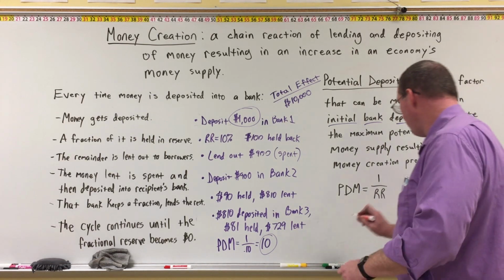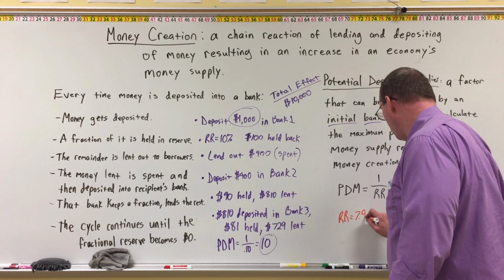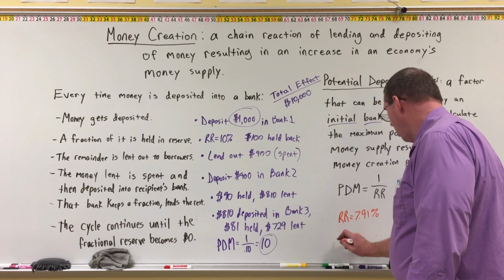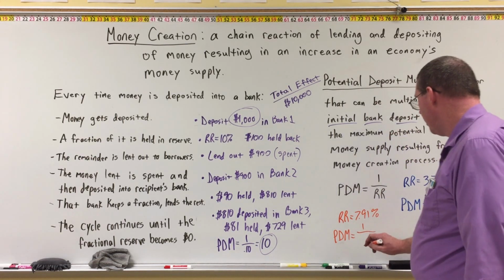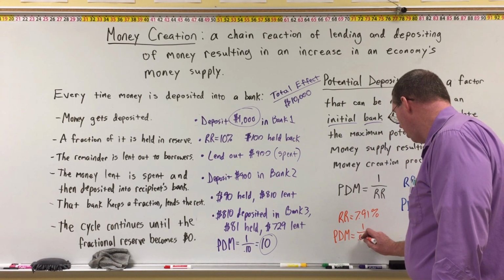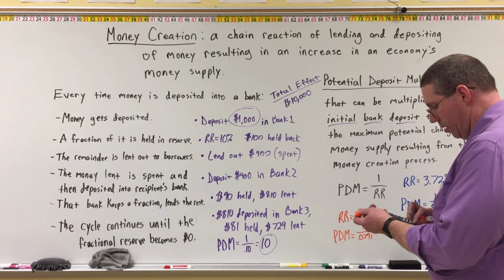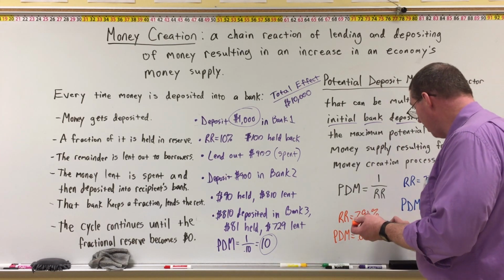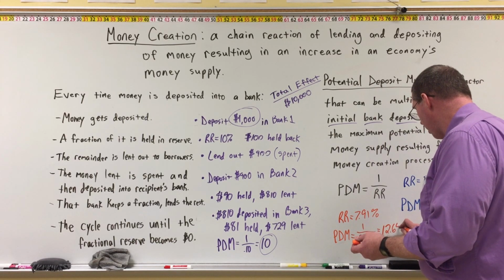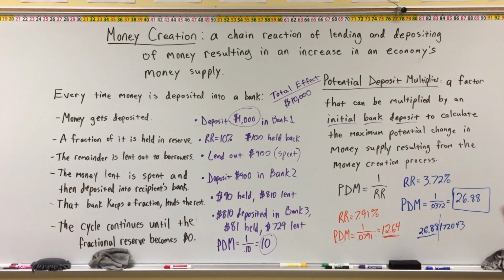Let's say that the reserve ratio is equal to 7.91%. All right, so the potential deposit multiplier will be equal to 1 divided by 7.91%, which is 0.0791. I'll do 1 divided by 0.0791, and rounded to 2 decimal places is 12.64, okay? And that is how we calculate the potential deposit multiplier, okay?